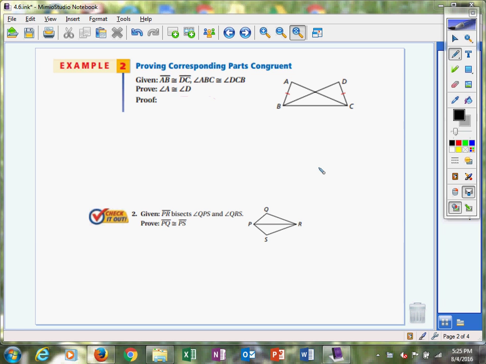We're in section 4.6. We're going to do example 2. Still working with triangle congruence theory here, and we're using something called CPCTC, which is corresponding parts of congruent triangles are congruent.